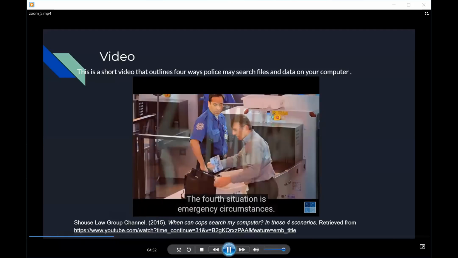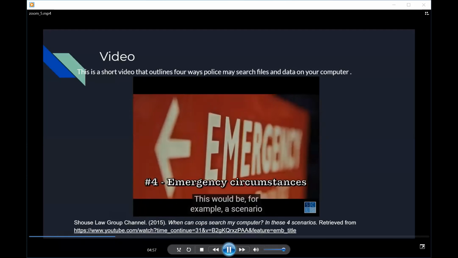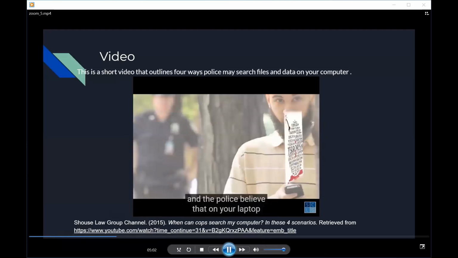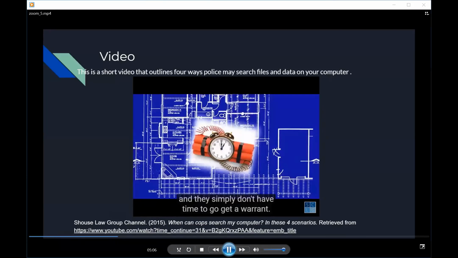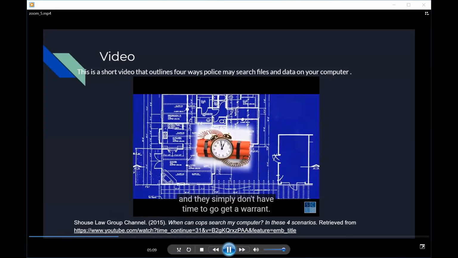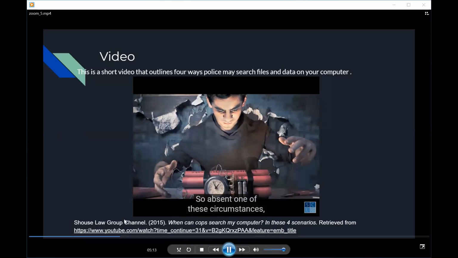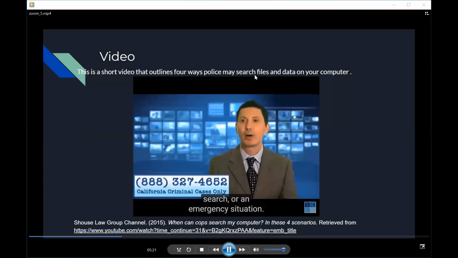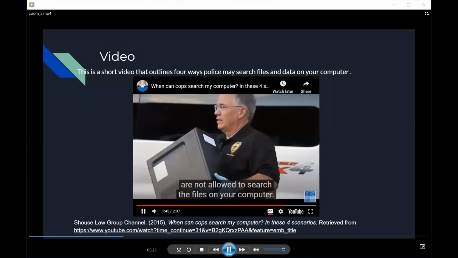The fourth situation is emergency circumstances. This would be, for example, a scenario where you're suspected of being a terrorist and the police believe that on your laptop is a map that shows the location of the bomb. They simply don't have time to go get a warrant. But the fact is, these situations are very rare. So absent one of these circumstances, having a warrant, having your consent, an airport or border search, or an emergency situation, the police are not allowed to search the files on your computer.